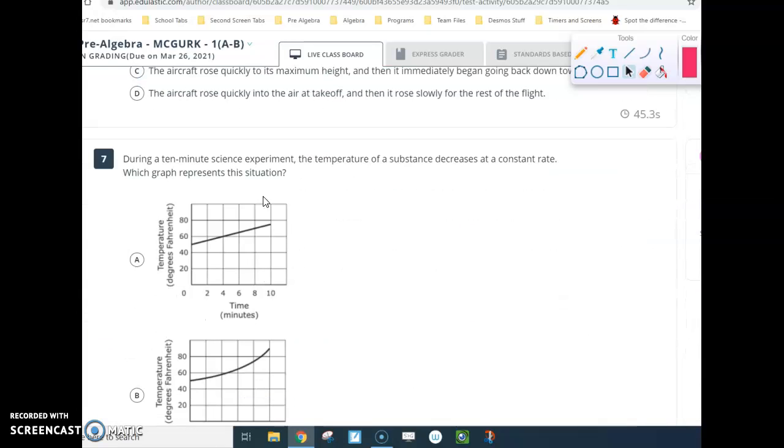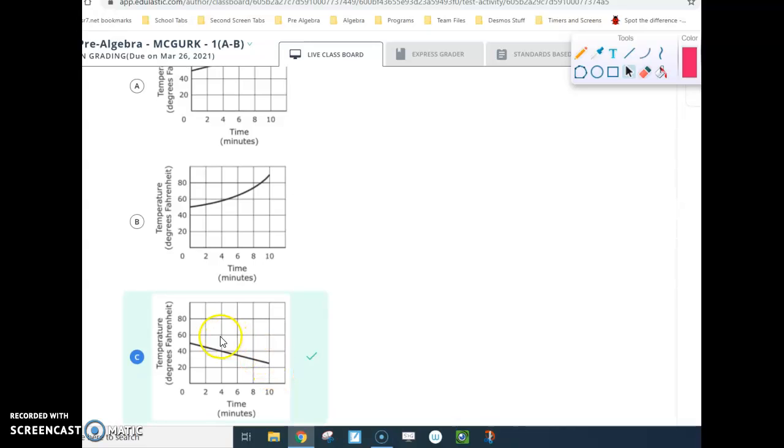Number 7 wants to know which one best represents the situation described. During a 10-minute science experiment, the temperature of a substance decreases at a constant rate. So this is increase, this is not constant, and graph C is decreasing and constant.